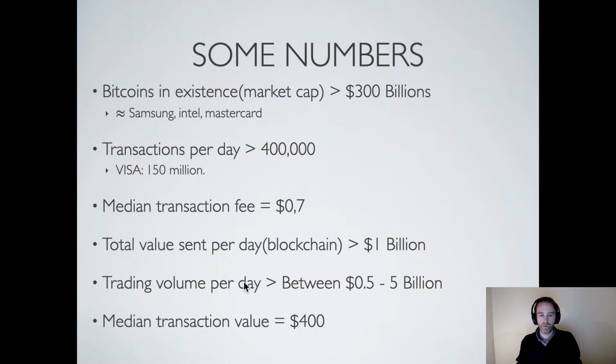And the trading volume per day is about 0.5 to 5 billion, so it's much harder to know. These are two different things, of course. The total value sent by day is what is written in the blockchain, so we are talking about real exchange, while the trading volume is something which is happening at exchanges, so kind of banks that actually do not really trade these Bitcoins. But I will say a few words more about that later. And finally, the median transaction value in Bitcoin corresponds to about $500.